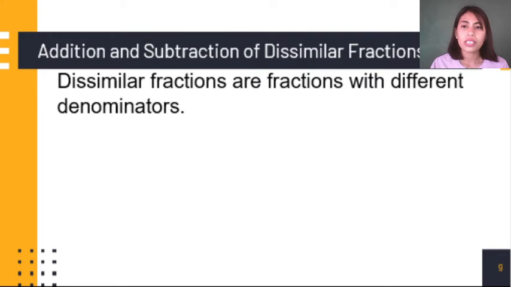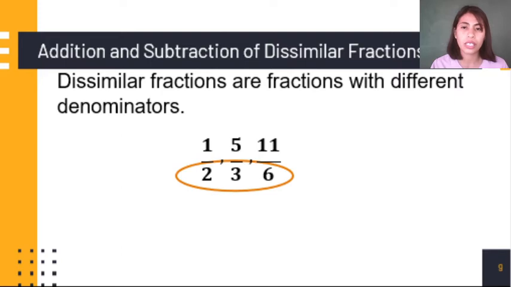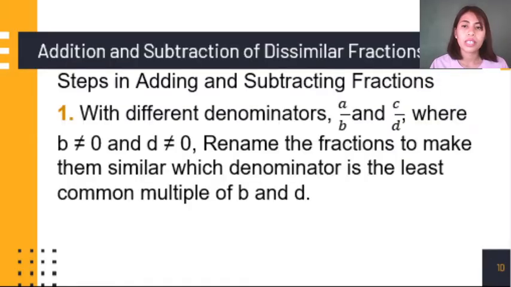For addition and subtraction of dissimilar fractions, dissimilar fractions are fractions with different denominators. We have 1/2, 5 over 3, 11 over 6. So as you can see, they have different denominators. Now, for the steps in adding and subtracting fractions with different denominators, a over b and c over d, where b is not equal to 0 and d is not equal to 0, rename the fractions to make them similar.